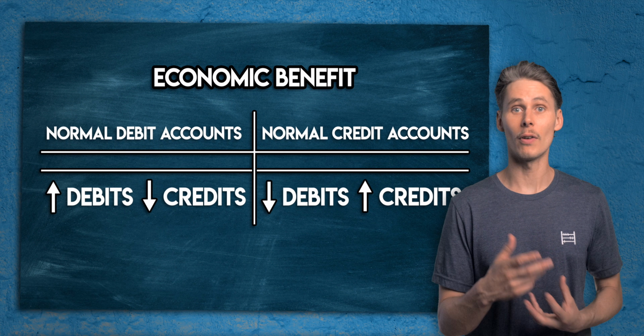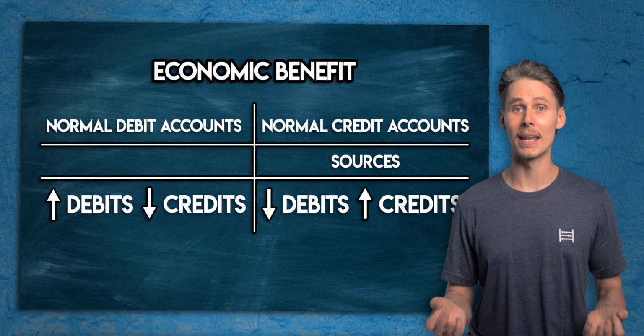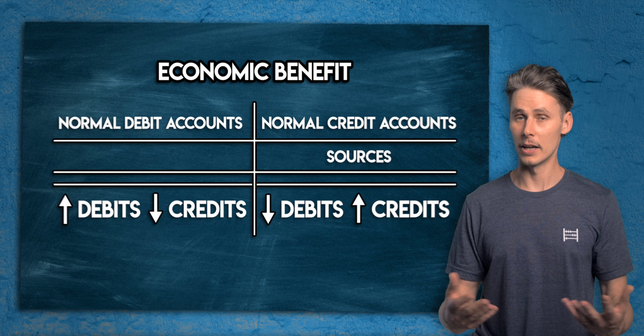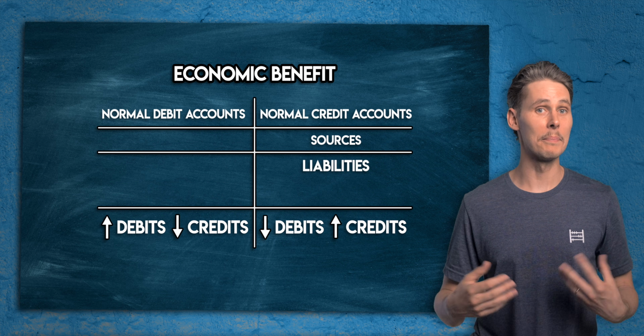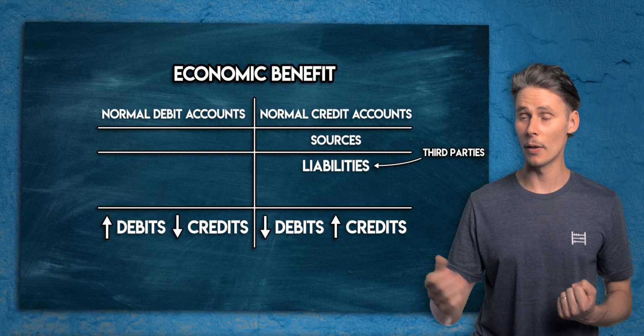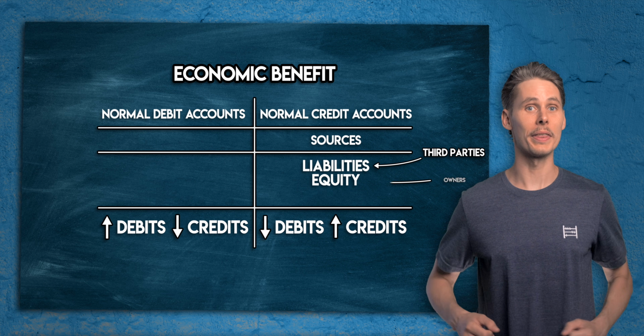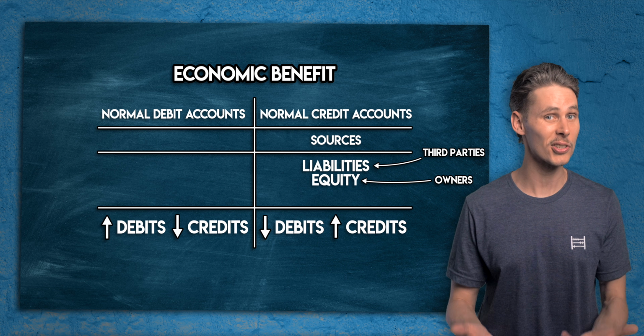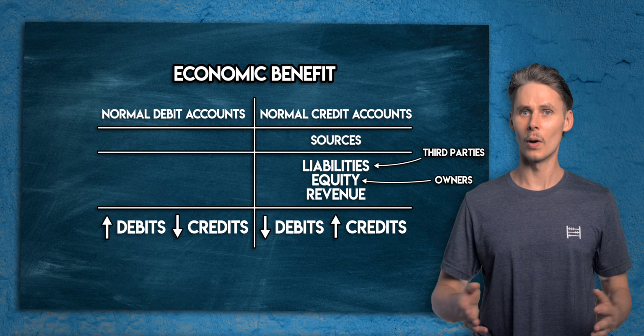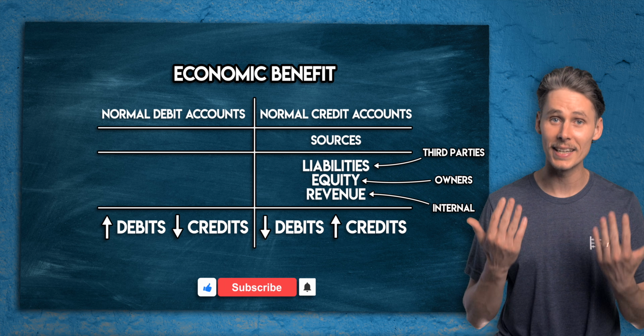Normal credit accounts represent the sources that economic benefit flows from. They include liabilities, where a business borrows funds from a third party, equity, where the owners contribute the funds themselves, and revenue, where the business generates the funds internally.